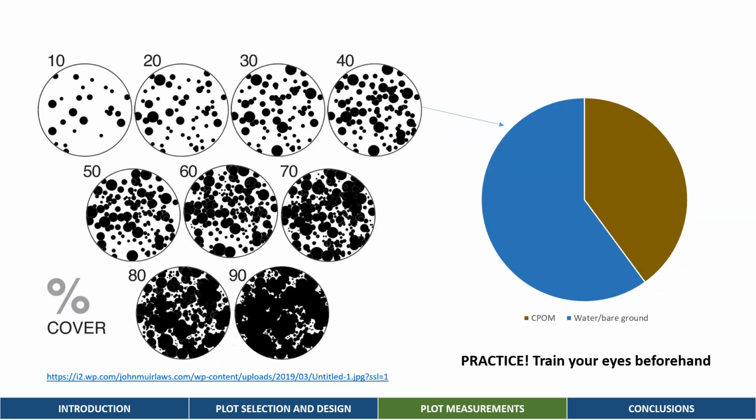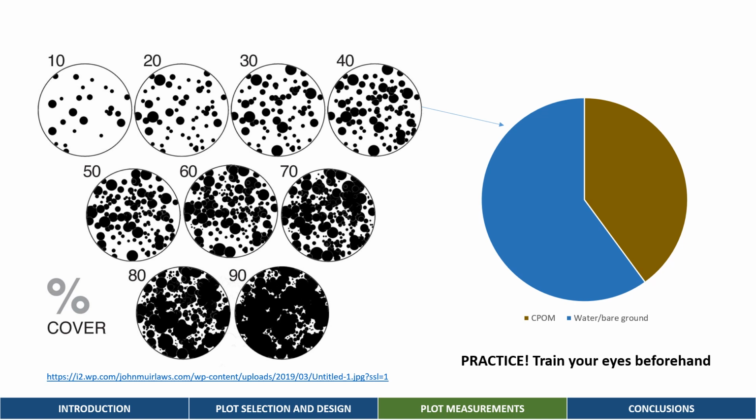So let's talk a little bit about how to estimate that percent coverage. Like I said, it would be ideal if you actually had something laying out that 1 meter radius subplot, but once you train your eye to know how big that subplot is, it's not always necessary to do it, especially if you're trying to be quick and efficient.